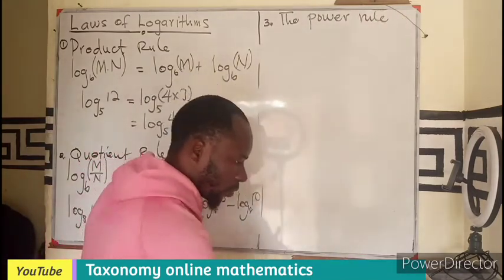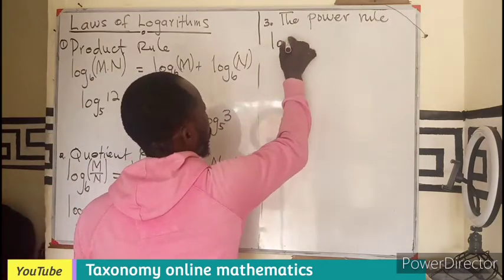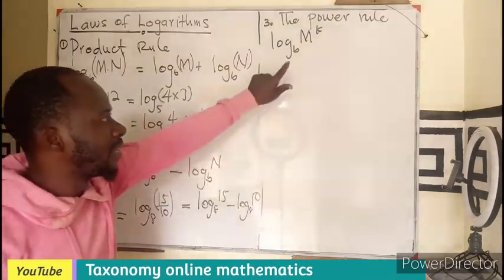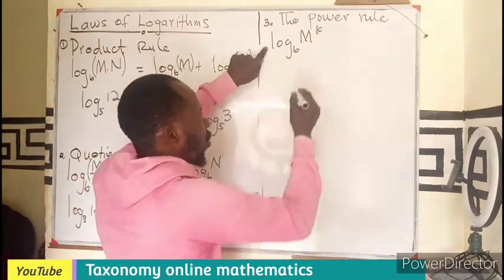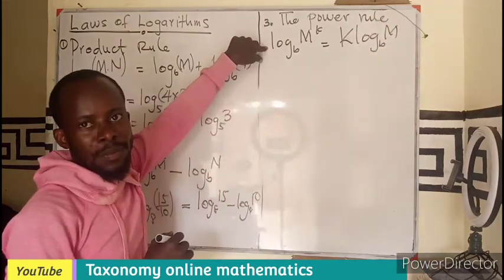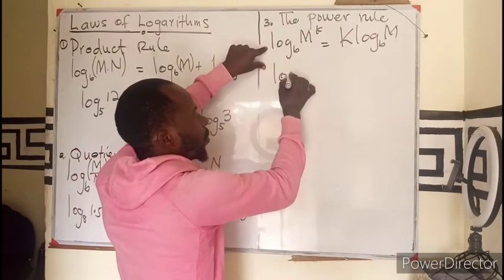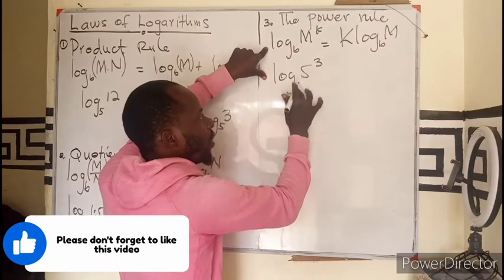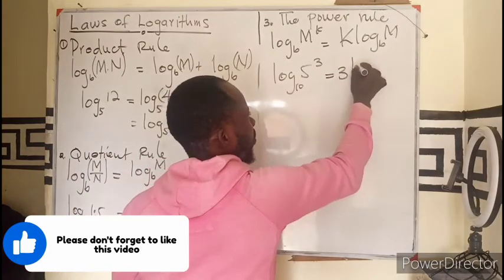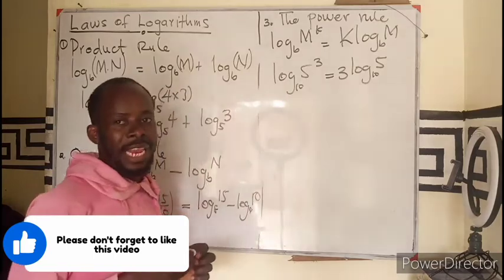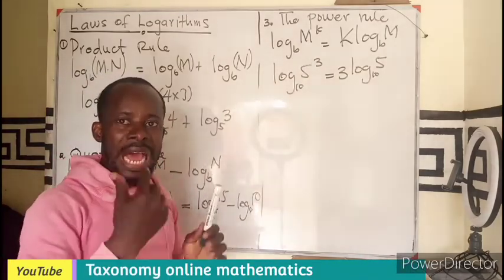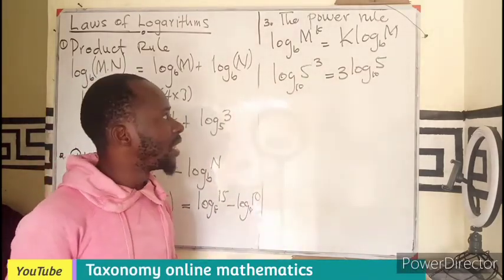We have the power rule. If I have log of m to the power k still with the base, what it means is that the exponent will now multiply the log to become k log m to the base b. Simply put, if I have log 5 exponent 3 to the base 10, since this is an exponent, the exponent 3 will multiply log 5 to the base 10. So that is for the power rule. So anytime you have a log that has an exponent, the exponent will multiply the whole log.